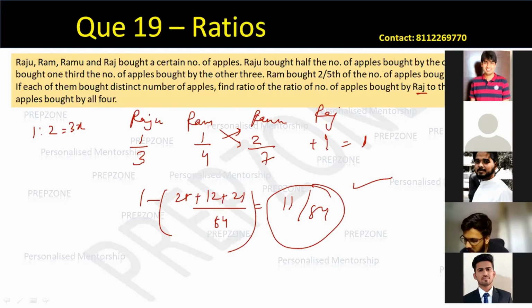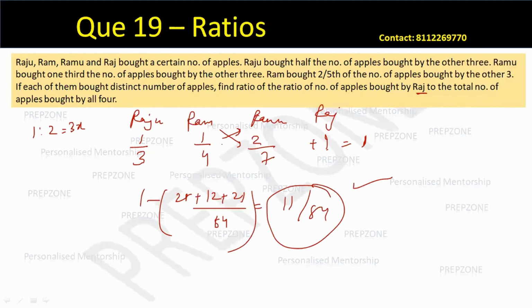Everyone, what was the hint? We had to have some constant, some base number. We can't chase a moving target, which is the other three. The other three keep on changing. So we said, okay, let us convert this into a fraction of the total number. I'm explaining it again. If Raju is buying half the number of apples bought by the other three, which means if the others are buying 2x apples, Raju buys x apples, which means the total apples bought are 3x, which means Raju is essentially buying 1/3 of the total number of apples.